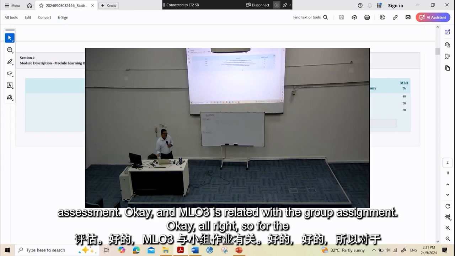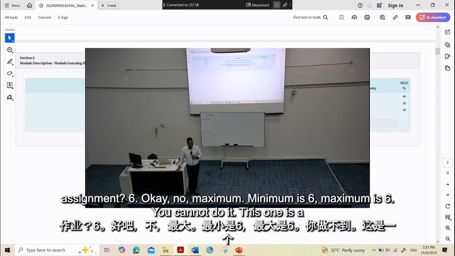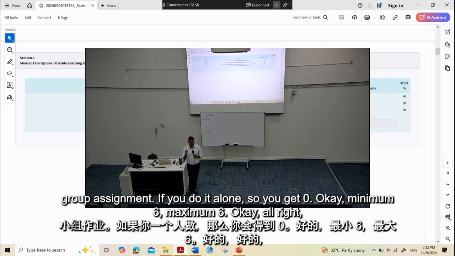For the group assignment, since we have 1, 6, 7, can we have 6 in each group for the group assignment? 6. Okay. Minimum is 6, maximum is 6. You cannot do it alone. This one is a group assignment. If you do it alone, you get 0. Minimum 6, maximum 6.